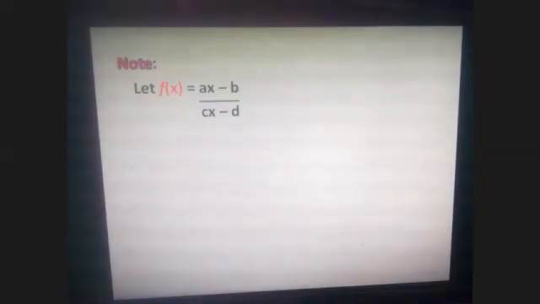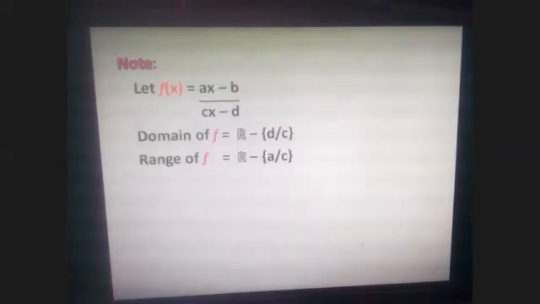ax minus b and cx minus d are two polynomials. Both of them have domain R itself. cx minus d is 0 when x equal to d by c. So the domain will be R minus {d by c}. Can you tell the range of this function? You studied in 11, range of this function. Domain will be R minus {d by c}, and range will be R minus {a by c}. You have done it in 11, so I don't repeat it, but you can remember it.